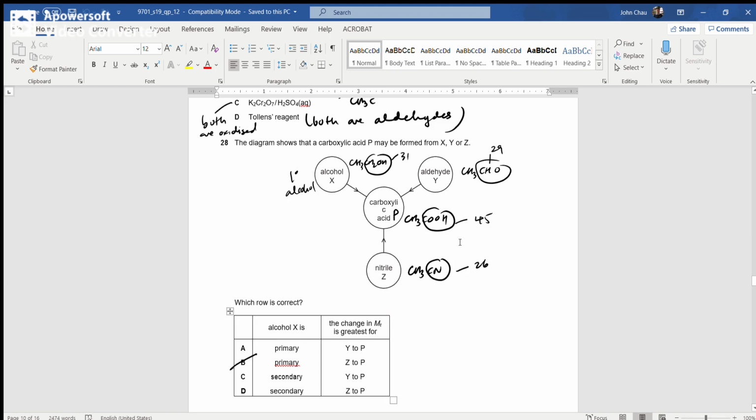And then we calculate the mass. It's 26, 45, 29, 31. So which one will cause the greatest change of mass, right? So is it Y to P? You can see the difference, right? 16. Or is it Z to P, right? Z to P is 19. The difference, right? That's why the greatest here will be Z to P.